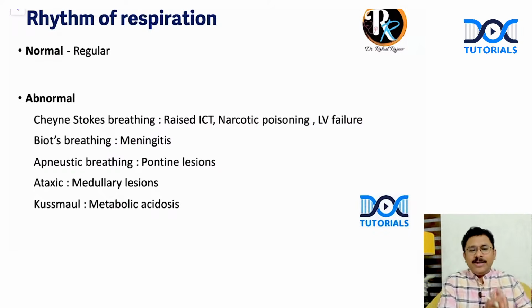And another similar type of respiration, that is Biot's, wherein also you will get periods of hyperpnea and apnea. But unlike Cheyne-Stokes, you will not be having the typical waxing and waning type of respiration. Biot's is seen in case of meningitis, apneustic breathing in case of pontine lesions, ataxic breathing in case of medullary lesions, and Kussmaul breathing, the famous one, in case of metabolic acidosis, commonly due to diabetic ketoacidosis.